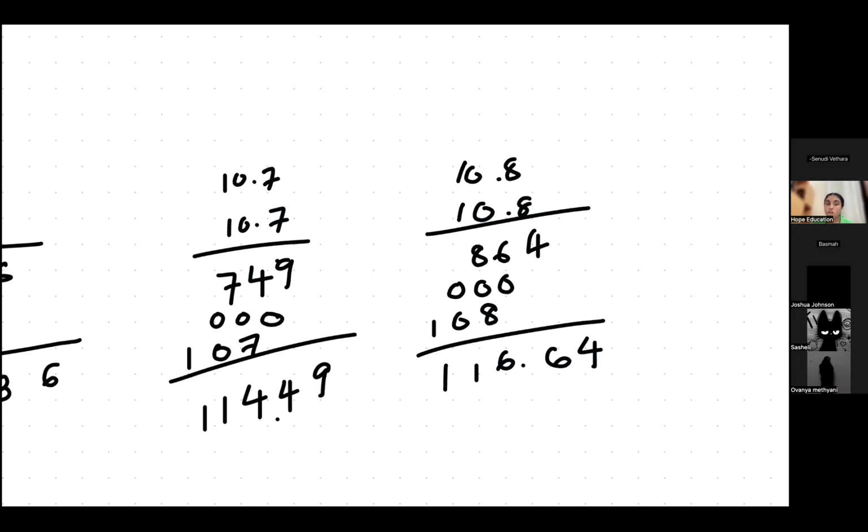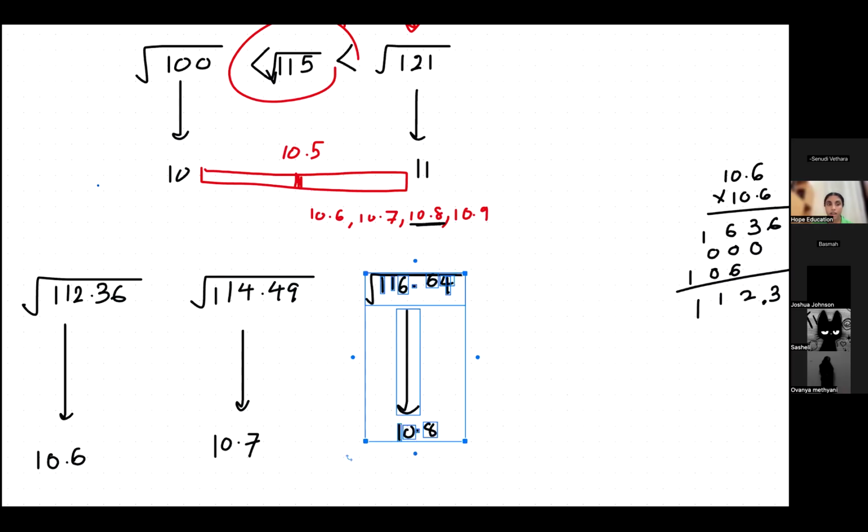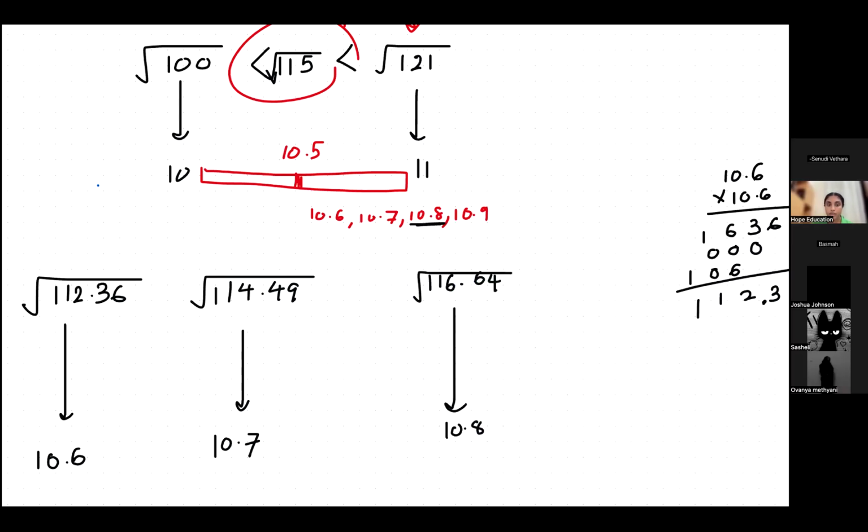That means the square root of 116.64 is 10.8. Now, can you see that what we want is 115? 115 would be in between these two. Now you tell me, is 115 closer to 114.49 or 116.64? 116.64.